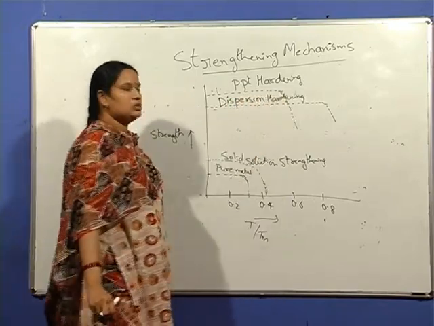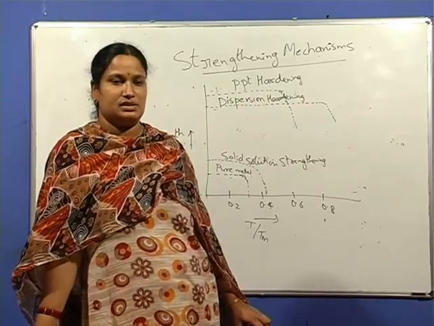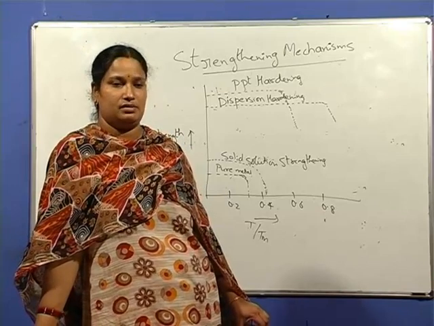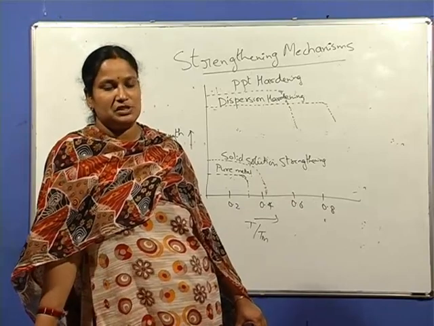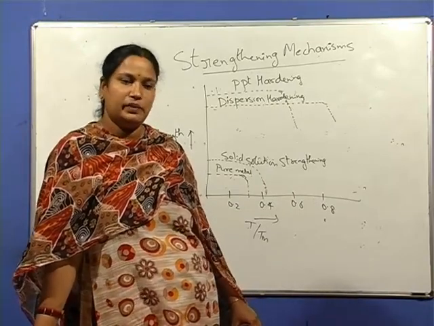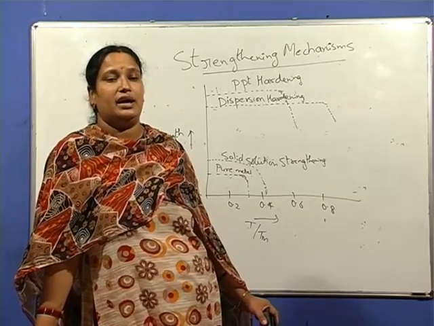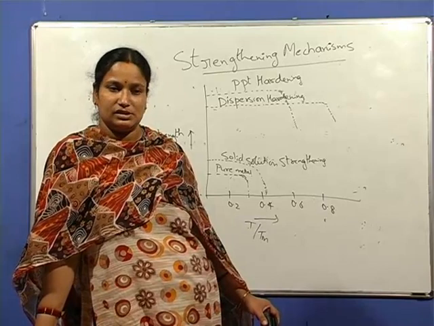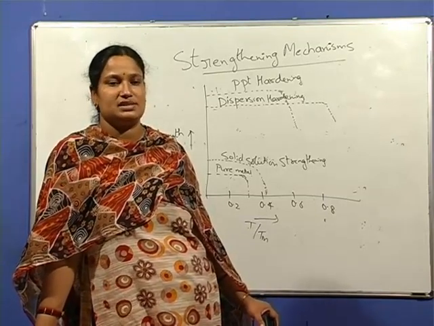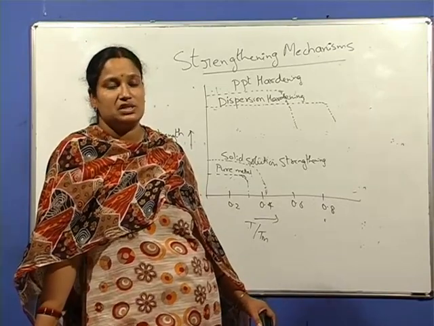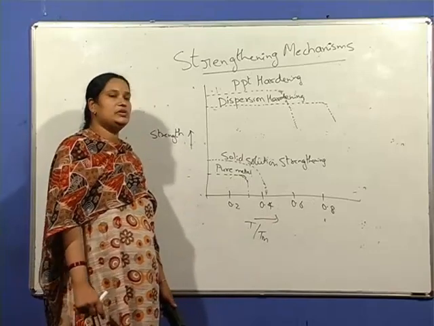Among all the strengthening mechanisms, precipitation strengthening contributes the greatest strength. Next is dispersion strengthening. It is lower than precipitation strengthening, but at higher temperatures it retains its strength. The main reason is the dispersoids coarsen to a lesser extent when compared to the precipitates, which coarsen very rapidly at higher temperatures. The least is solid solution strengthening.